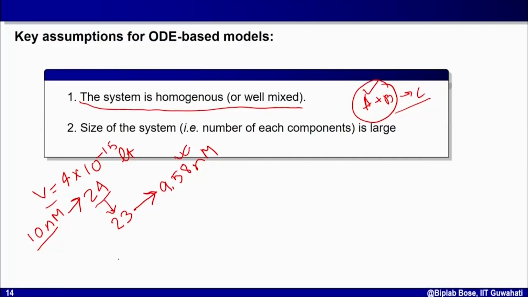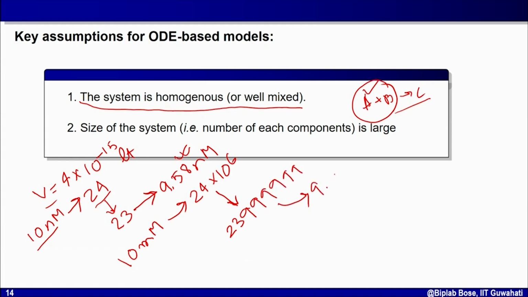Now imagine in the same volume, if I have 10 millimolar of A, that is equivalent to almost 24 times 10 to the power 6 molecules. So now if one molecule of A reacts, that becomes 23,999,999, and this is equivalent to 9.9999958 millimolar or similar to that.